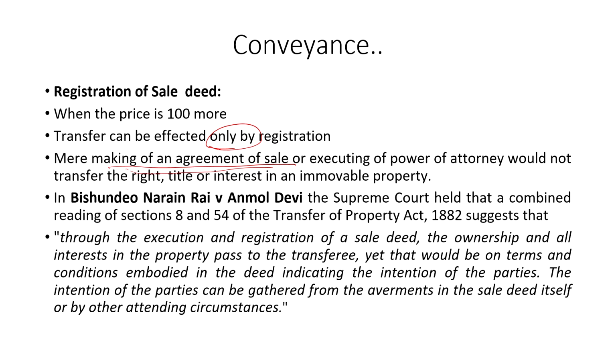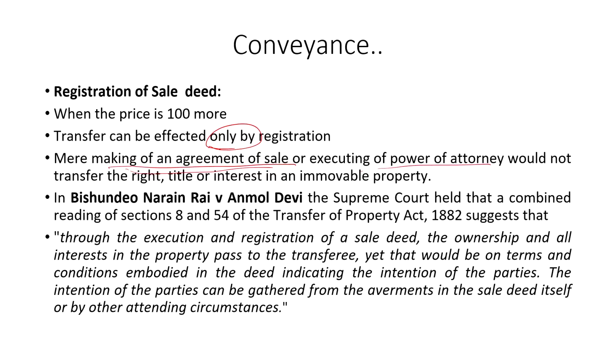But that agreement to sell or executing power of attorney would not transfer the right. There is no such kind of transfer of right or ownership by this, okay, in immovable property. It is very clear. So, agreement to sell or agreement for sale, it is not going to transfer any right. It is only a kind of contract, or you can say it is a primary contract which says how the secondary contract is going to be executed. Secondary contract means contract of sale.